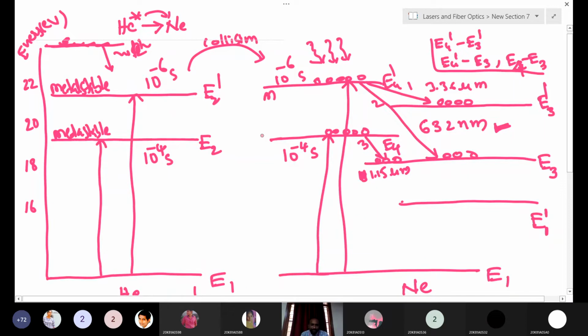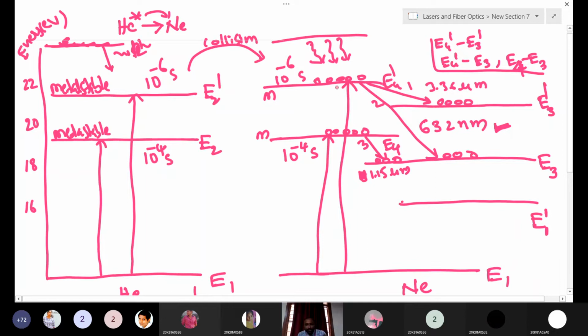This is also a metastable state, and this is also a metastable state. Atoms will go to the higher energy level also, and after that they immediately come to the metastable state. Depending on energy, if you give more energy, they will go to even higher energy levels, but we are not drawing that one. Once they go to higher energy levels, they have a lifetime. If the lifetime is very short, they immediately come to the metastable state, and in the metastable state atoms will accumulate and stay for some time.